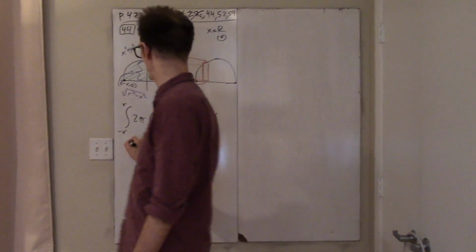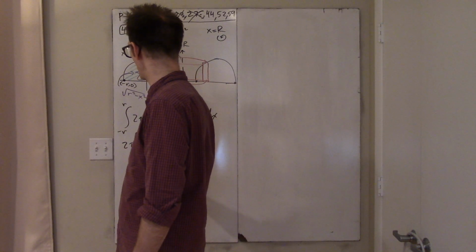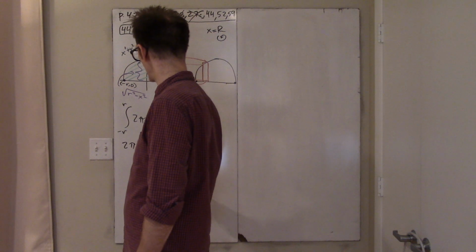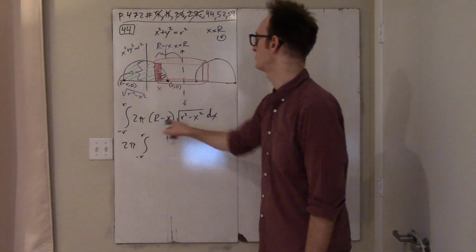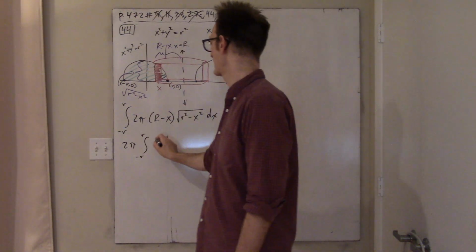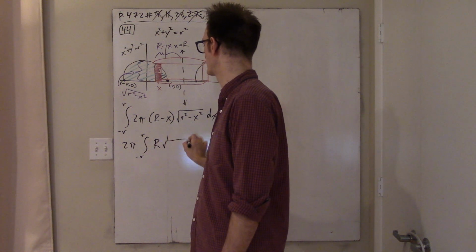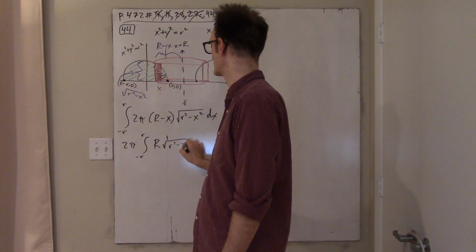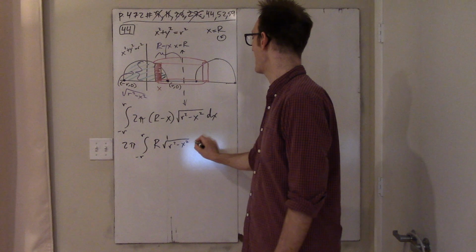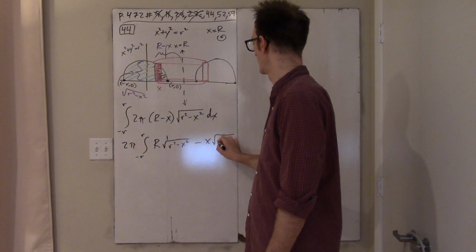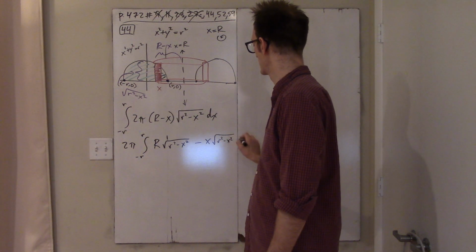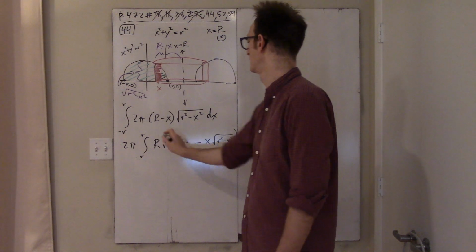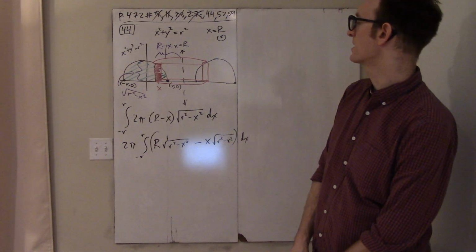Well, I'll show you. So the 2 pi's on the outside, and then negative r to r. It seems like I need to multiply this through, so let me do that. So I get big R root r squared minus x squared minus x root r squared minus x squared dx. Okay, that's all fine.